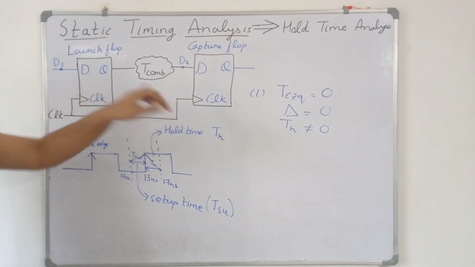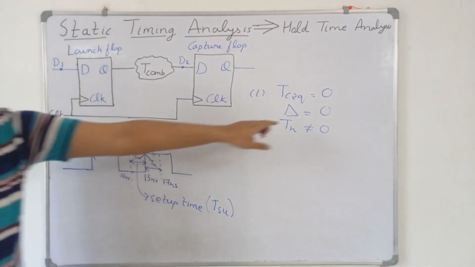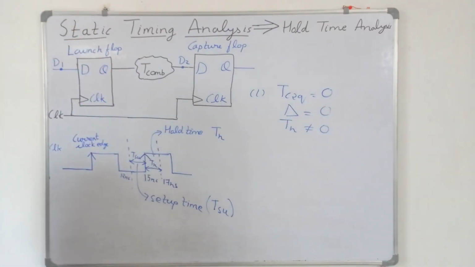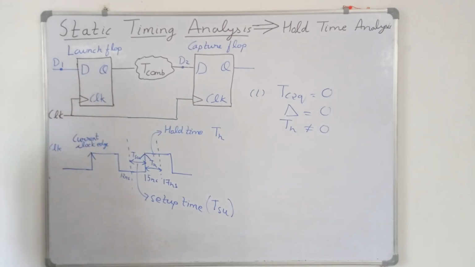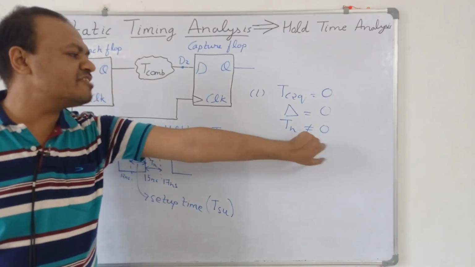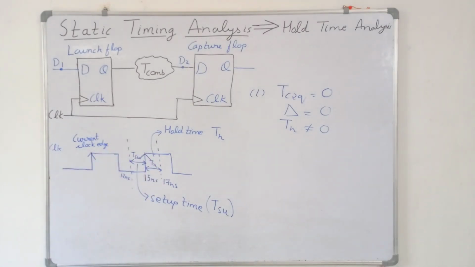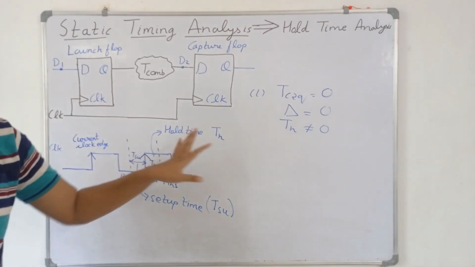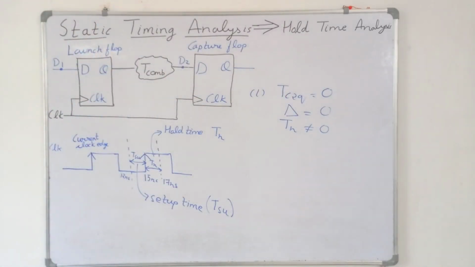So TC2Q means the amount of time taken by this launch flip-flop for the data to be produced at the output. Then this clock skew is equal to 0. It means this clock signal arrives at both the flip-flops at the same time. Then this hold time is not equal to 0. So we are considering that we have the hold time which is not equal to 0, and we are doing the hold time analysis first. We are not doing the setup time analysis here.